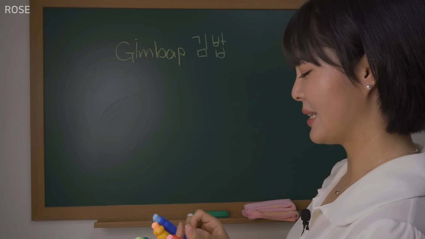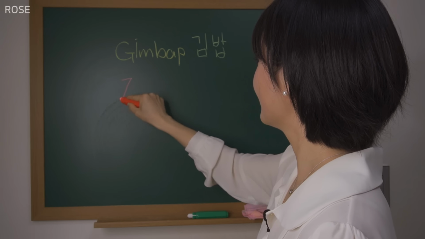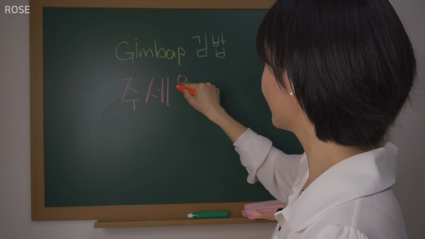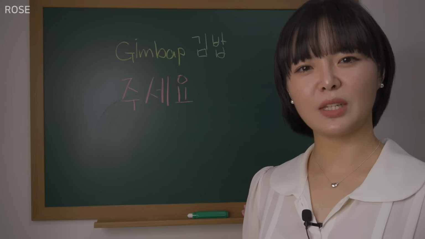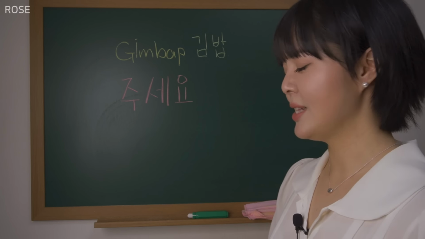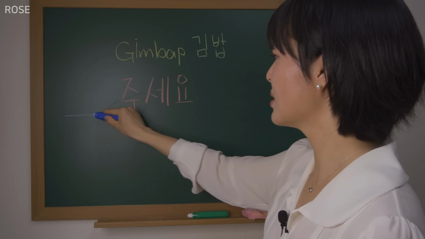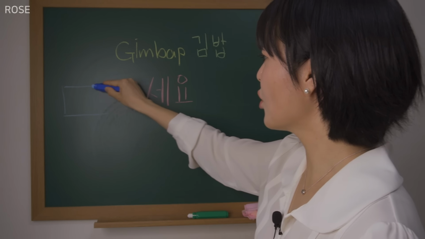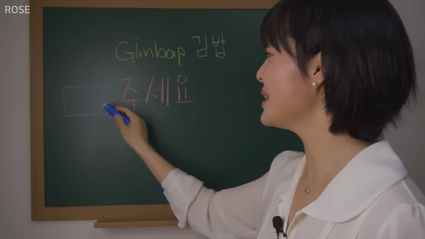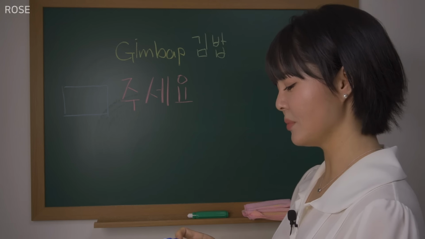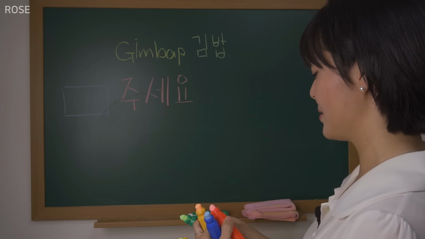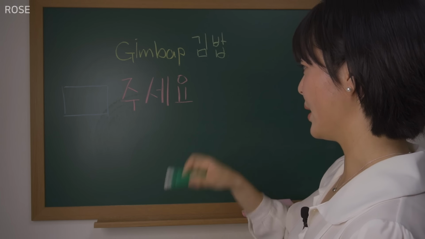주세요. Let's write it down. 주세요. It means please give. Please give something to me, okay? So typically you put what you want in front of 주세요. So it means this, please. Please give me this, okay? So let's break it down. What color should I use for this? Okay, I want to use this white one.